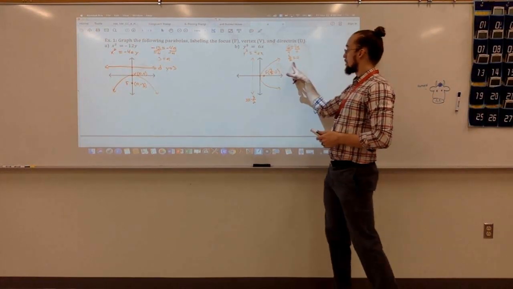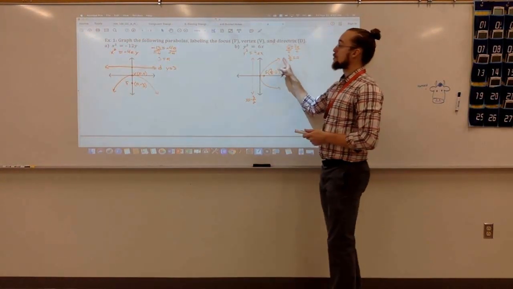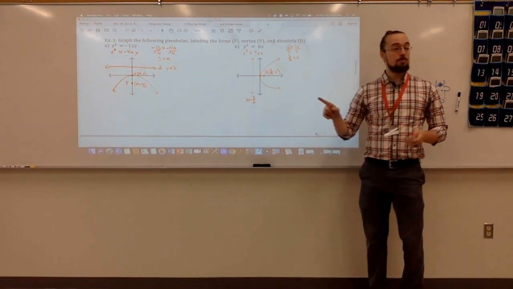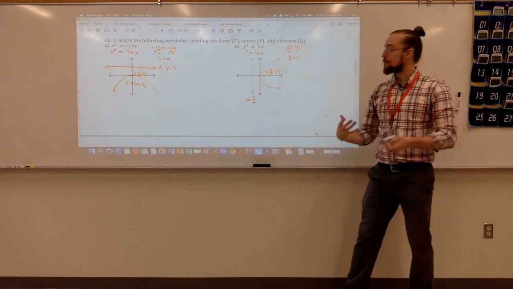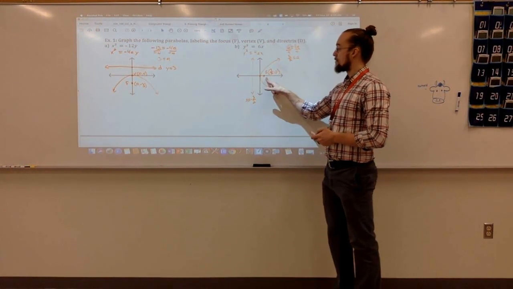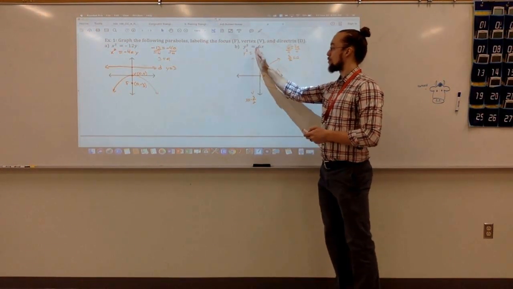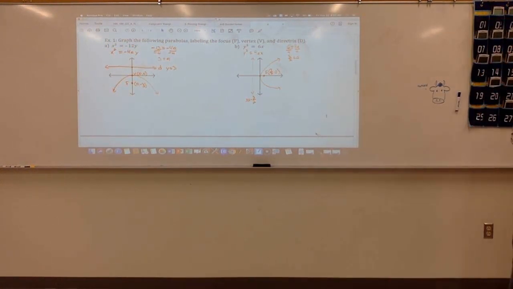So I think we should get that a is 3/2, right? My parabola is going to open to the right because y is the variable that's squared. My equation is positive. So my focus will be at 3/2, 0. My directrix will be the vertical line, x equals negative 3/2. Questions so far?